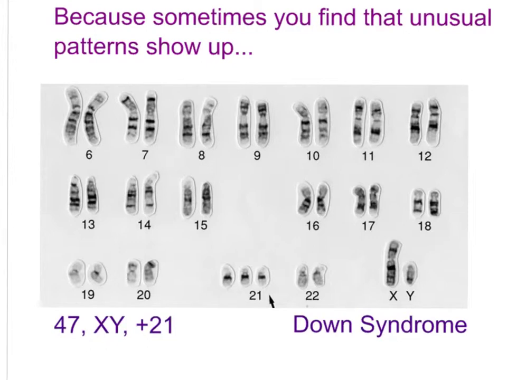Sometimes you can find very unusual patterns that show up. Right here is an unusual pattern for a karyotype. This is a boy, an XY. This boy, however, if you'll notice, look at the 21st chromosome. There are 3 of them. This individual has Down syndrome. Down syndrome oftentimes is called trisomy 21 because the 21st chromosome has trisomy, there are 3 chromosomes. So this individual has actually not 46 chromosomes, but 47.